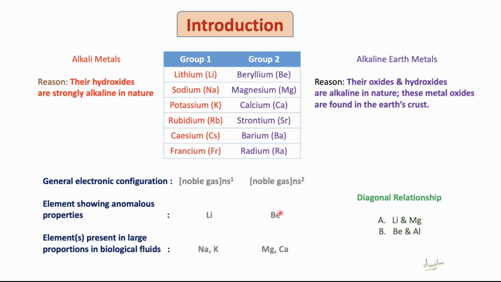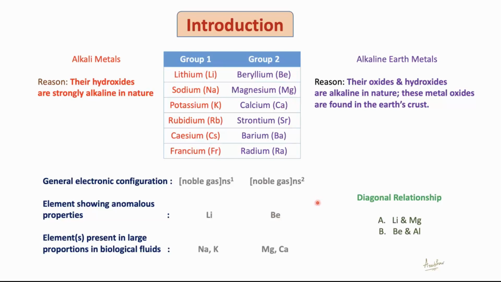Lithium and beryllium are the 2 elements that show some properties that are not shown by the other elements of the same group. What I want to say is, lithium shows some properties that are not shown by sodium, potassium, rubidium, cesium, or francium. The same goes for beryllium, because beryllium shows some properties that are completely different from magnesium, calcium, strontium, and so on. So lithium and beryllium are the 2 elements that show some anomalous properties. Those properties are not shown by the other elements of the same group. That's why they are put separate or distinct.